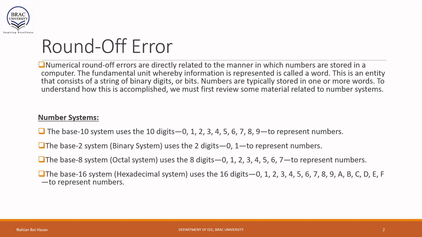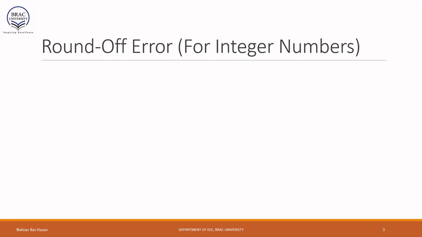So which system do we use in our computers? That's it, it's the binary system. The binary system is thoroughly used in our computers and all kinds of digital systems. Why is this used? Because it's easy to handle and it's very useful for digital applications. To understand round off error, you need to understand how numbers are stored in a computer. So let's move on. First of all, consider how integer numbers are stored in a computer.